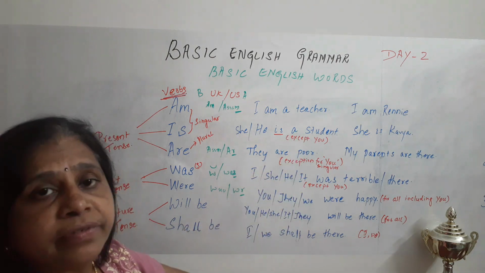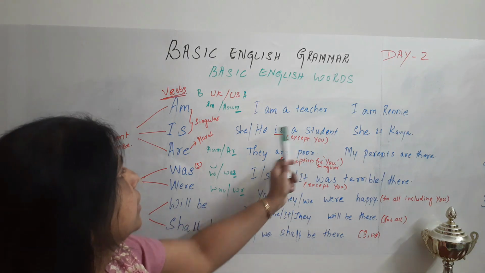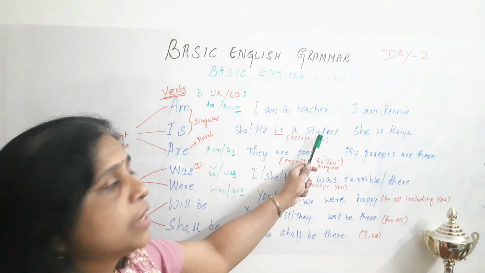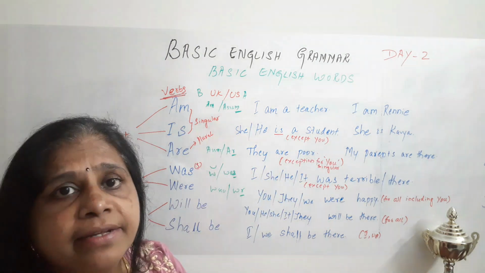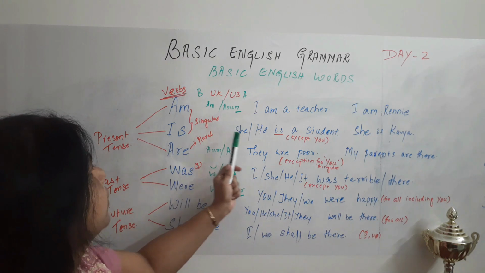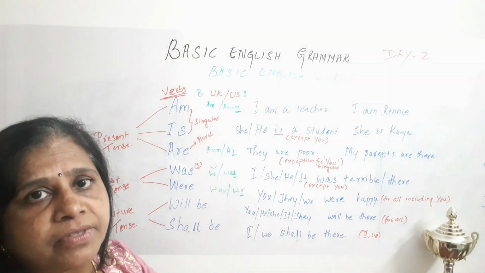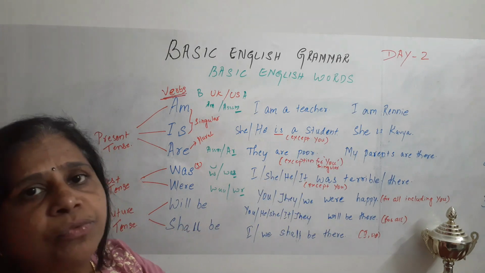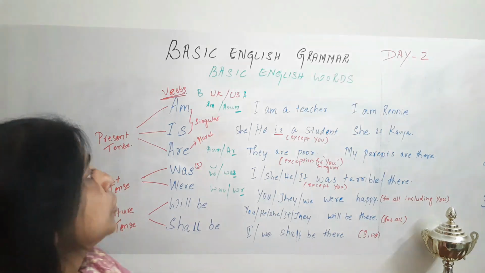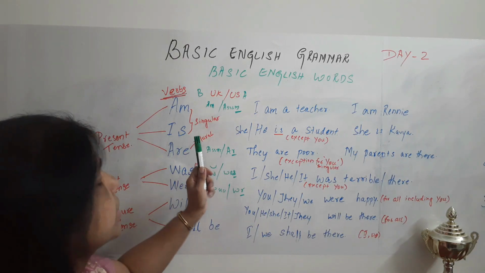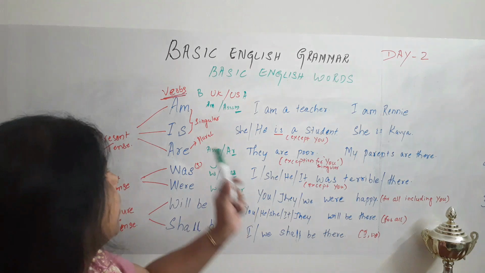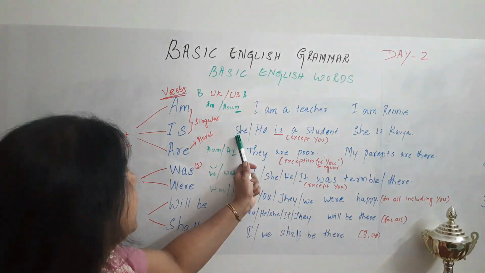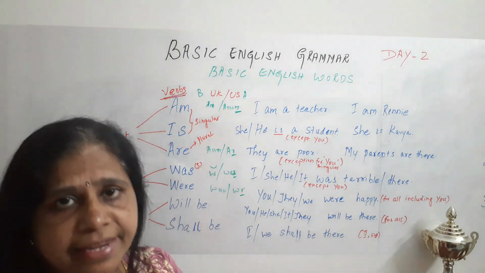A is for single, student. He is a student or she is a student. So we understood that we can use this is for he and she. But we cannot use it for you. For you, we are not using it. Though it is singular, single, we cannot use is for you. Only for he and she we can use is.